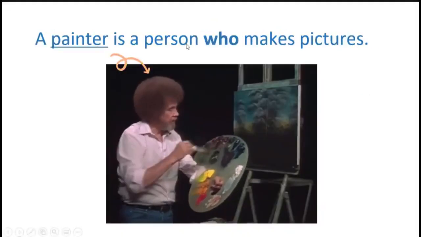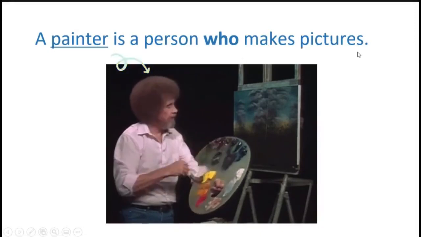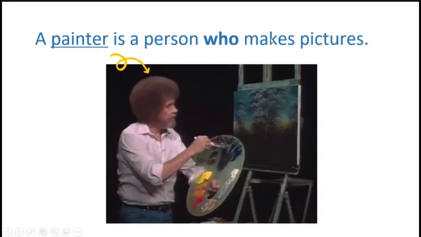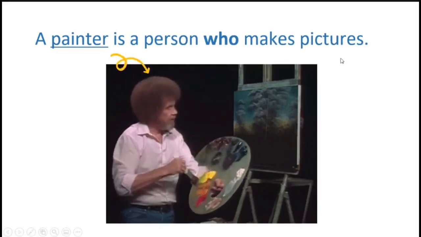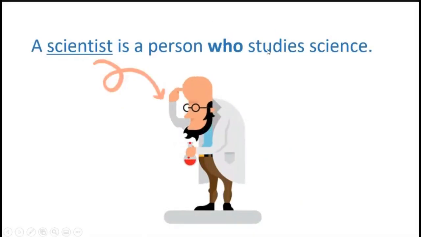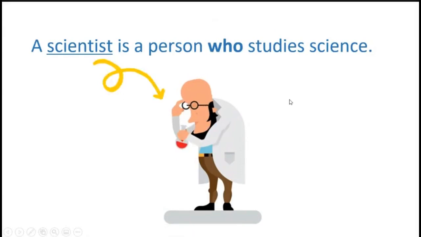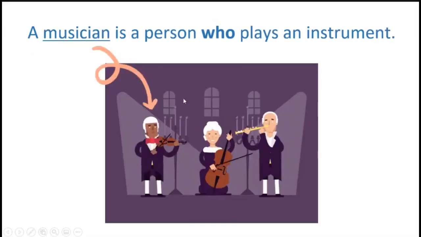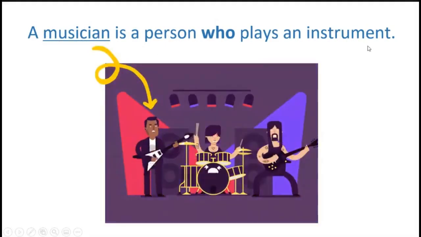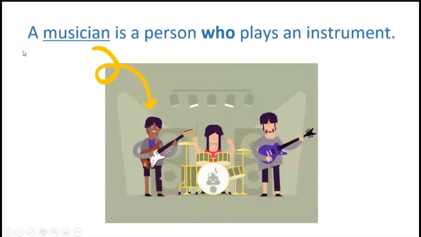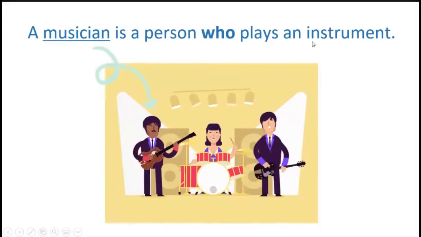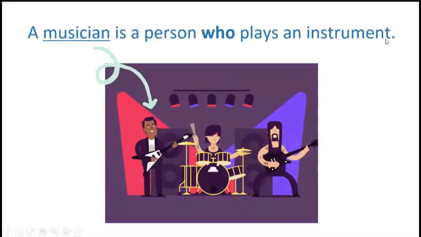A painter is a person who makes pictures. A scientist is a person who studies science. A musician is a person who plays an instrument. Aslında burada iki cümle var değil mi? A musician is a person ve he plays an instrument. We can combine them.